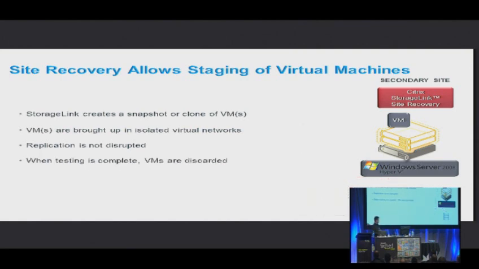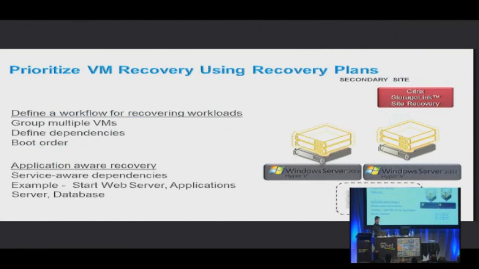And when it's done, the VMs are discarded. So the issue that you do have at a secondary site is how do you recover in a defined and repeatable way when you have an issue at the primary site? There's no use bringing up your application servers or your SQL servers if you've got no DNS, no DHCP or no Active Directory servers there for authentication or anything like that to work.